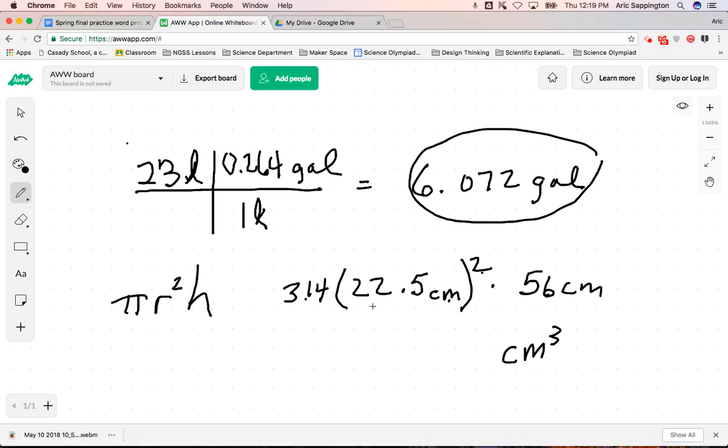Now remember, you need to take 22.5 times 22.5 first, because of the order of operations, you need to square it first. Then multiply by pi and 56 centimeters, and you're going to get 89,019 centimeters cubed.